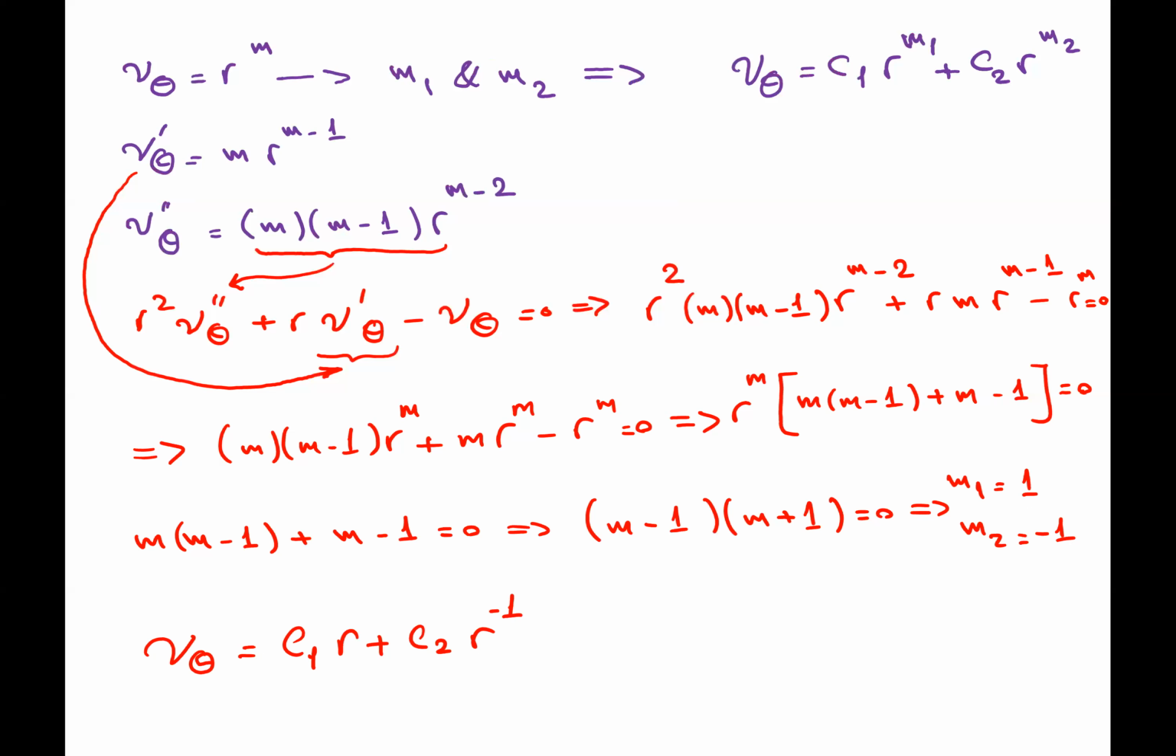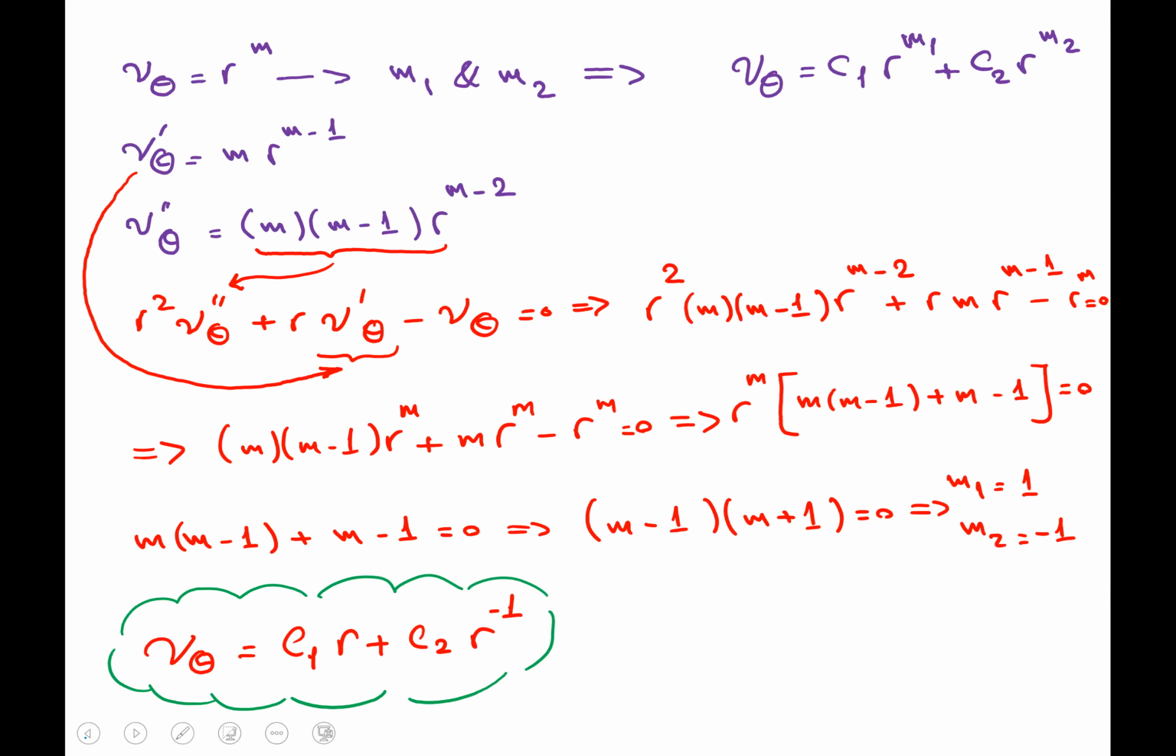And now you need to use the boundary conditions to find C1 and C2. So this is most of the solution. The last part is just using the boundary conditions to find C1 and C2. So I'll write the boundary conditions, and I'll write the final form of this equation. But I leave finding C1 and C2 to you. So the boundary conditions that we have are these.